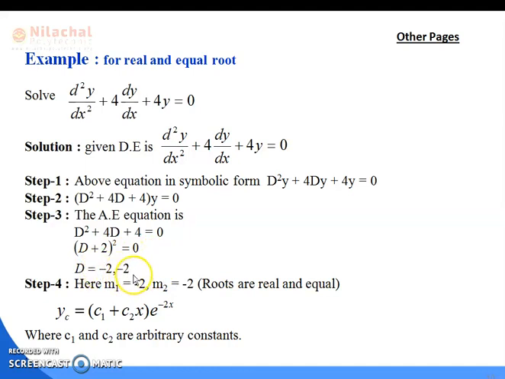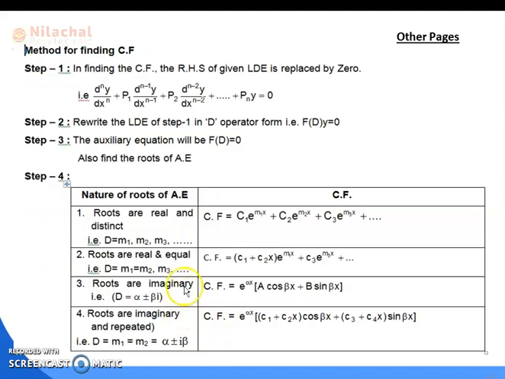Okay, so this is our second case, equal roots. We are mentioning m1 equals to minus 2, m2 equals to minus 2. We have to write the nature of the roots: roots are real and equal. Then we will go for the condition for real and equal roots. This is the formula, CF equal to (C1 plus C2x) e to the power m1x. Don't write the formula with two separate roots, because we have only m1 equal to m2.